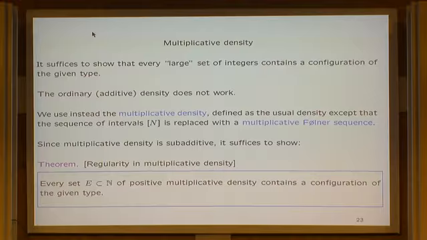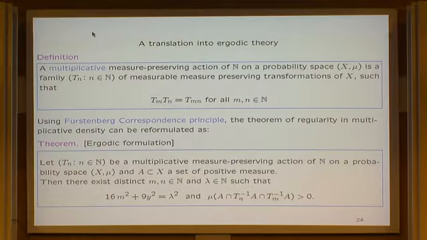Okay, and it is subadditive, the density. Then if, I repeat, if we have a partition of the integers in finitely many colors, then one of the colors must have a positive density. Then if we prove this theorem here, we win. Each set of positive multiplicative density contains a configuration of the given type.